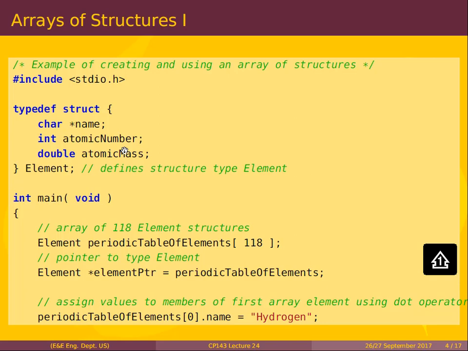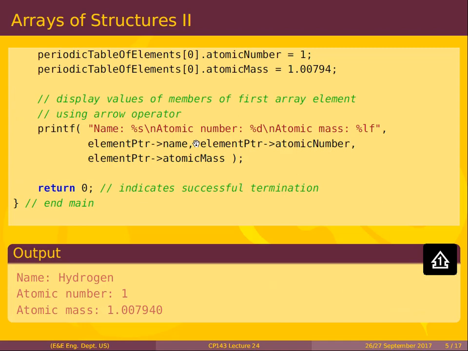And I can also define a pointer to an element, for example. Now let's look at how we assign to one of the elements in this array. So periodic table of elements, array number 0, element number 0. Remember, array indexing in C starts at 0. So I want to access array element number 0. Then if I want to get to its name, I use a dot and then the variable name called name equals, and I assign it something. Here I assign it hydrogen. I can also assign the atomic number something, and they're all associated with element number 0. Atomic mass is equal to that.